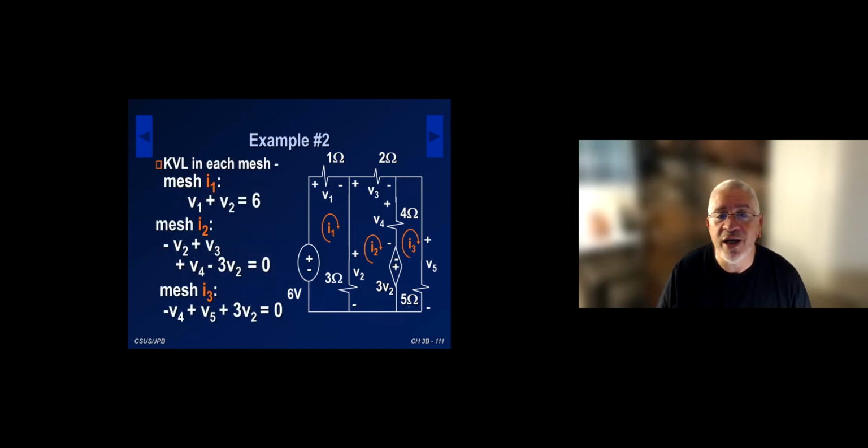So these are the 3 KVL equations in meshes I1, I2, and I3. In mesh I1, again, I can pick the rotation: plus V1, plus V2, minus 6 volt equals 0. I send the 6 volt to the other side of the equation, but it's plus V1 plus V2 minus 6 volt equals 0. That's the KVL in mesh I1. In mesh I2, plus V3 plus V4 minus 3V2 minus V2 equals 0. Okay, so again, standard stuff.